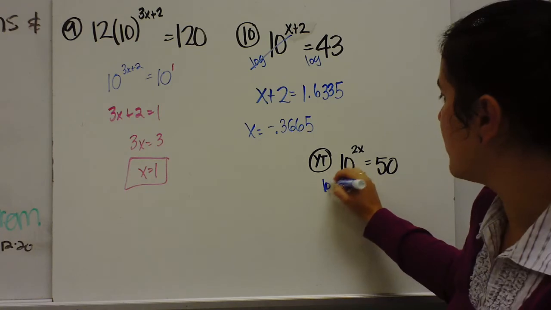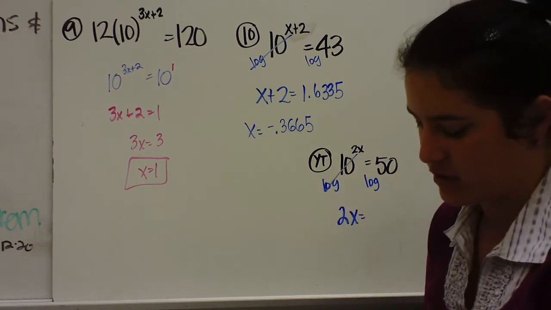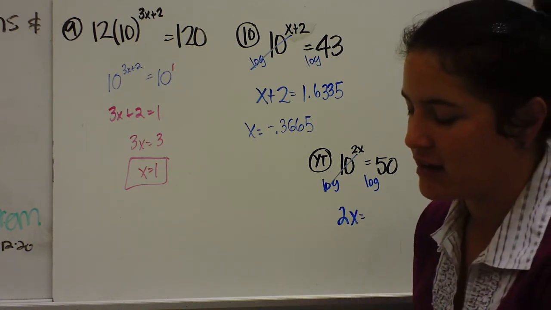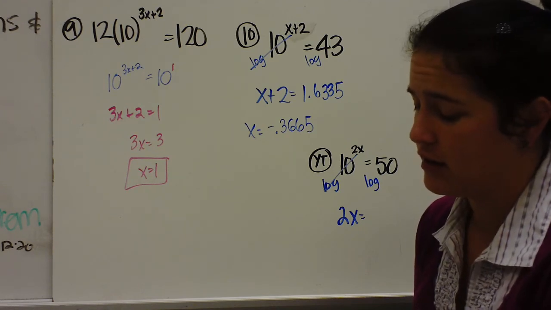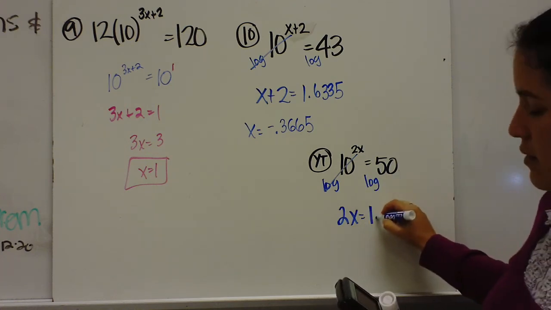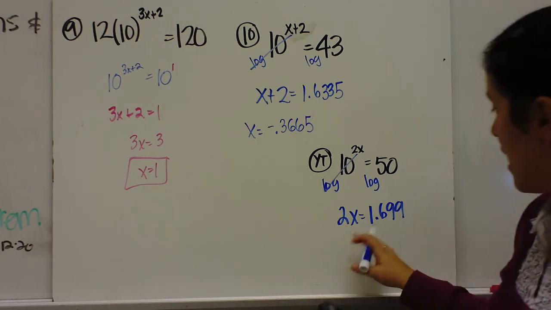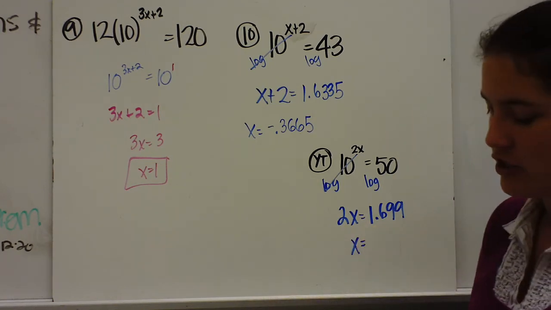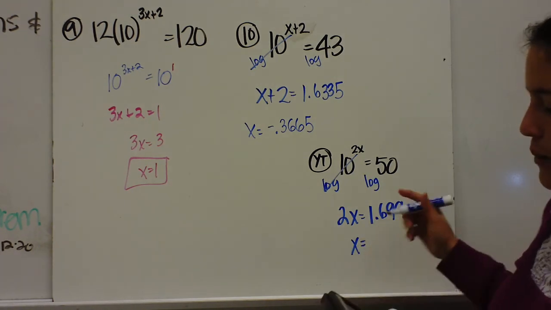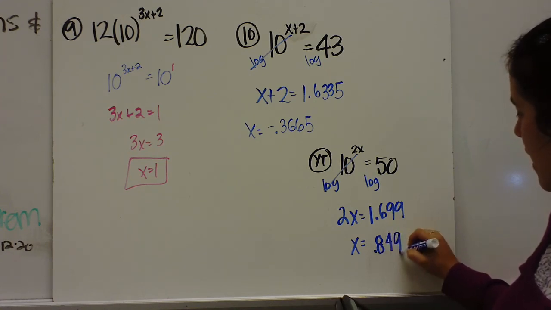All right, I would take the log of both sides, and I get 2x equals log of 50. 1.69897, so that's going to be 1.699. When rounding, you're going to divide both sides by 2, and we get 0.8495.